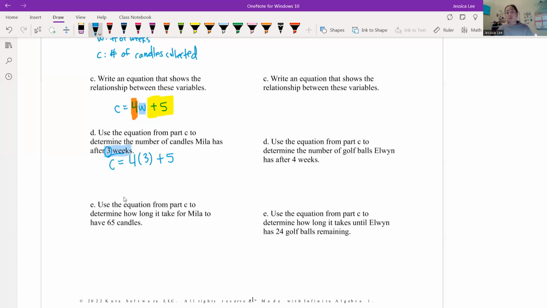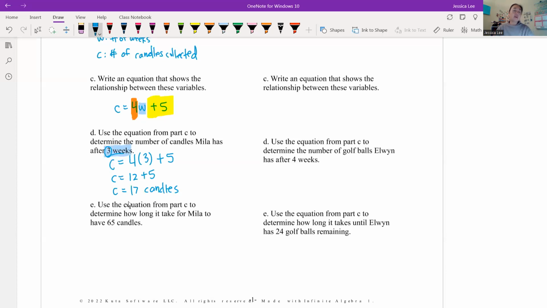Now we're just going to do the order of operations, right? Just to see what we do. Remember, we multiply first. So we're going to go 4 times 3, which is 12, plus the original 5 that she had, right? So that's going to be a total of 17. So 17 candles.